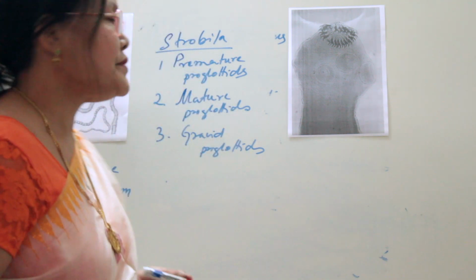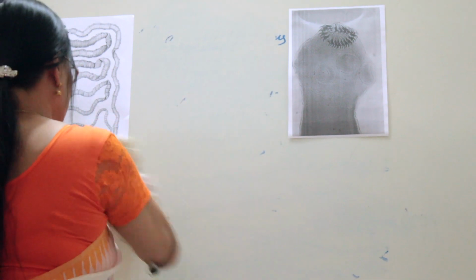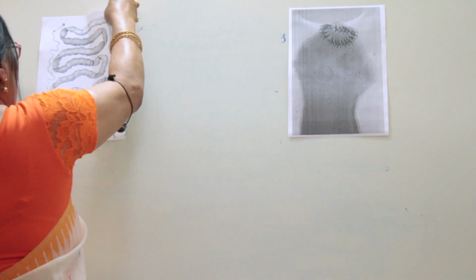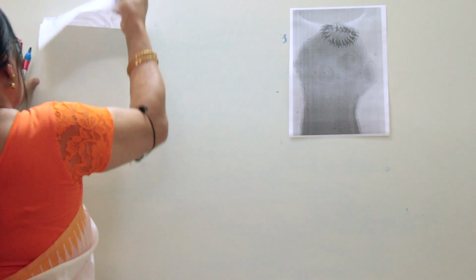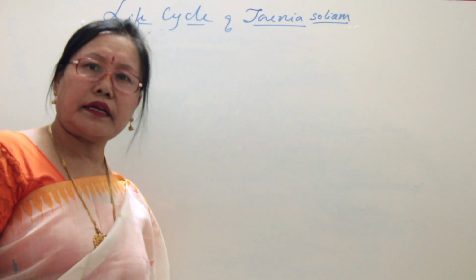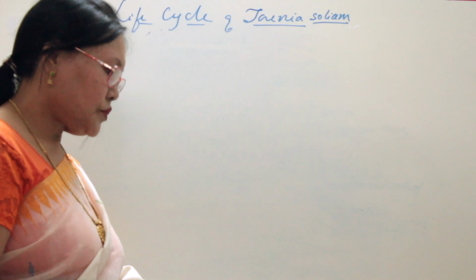Then, next is the life cycle. For this parasite also, like that of the liver fluke, there are two different types of hosts present, the intermediate host and the definitive host. But the life cycle of this parasite is slightly different from that of the liver fluke. The next is the life cycle of Taenia solium.